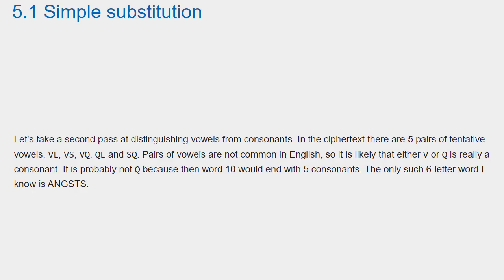Let's take a second guess at distinguishing vowels from consonants. In the ciphertext, there are 5 pairs of tentative vowels: VL, VS, VQ, QL, and SQ. Pairs of vowels are not common in English, so it is likely that either V or Q is really a consonant. It is probably not Q, because then word 10 would end with 5 consonants. The only such 6-letter word I know is ANCTS.